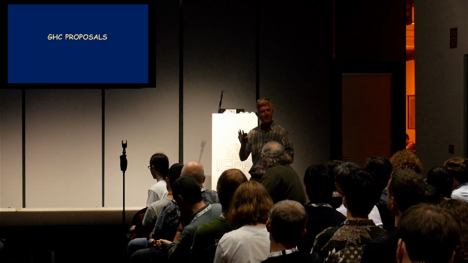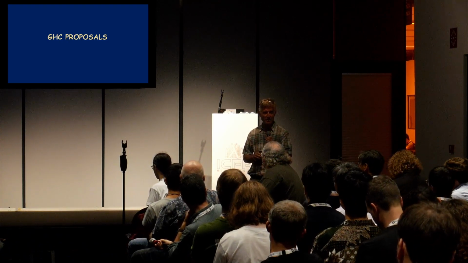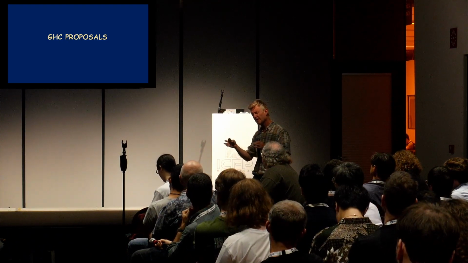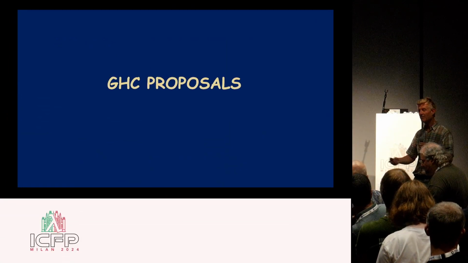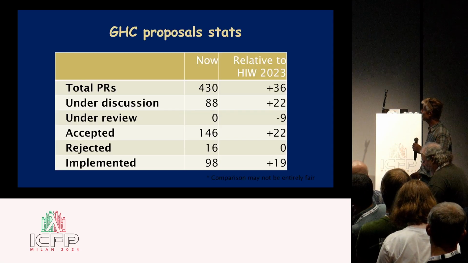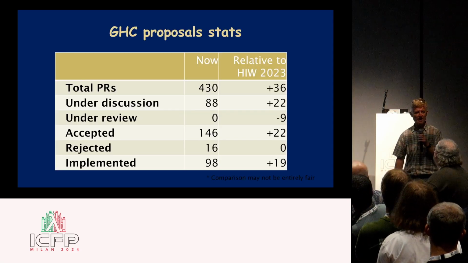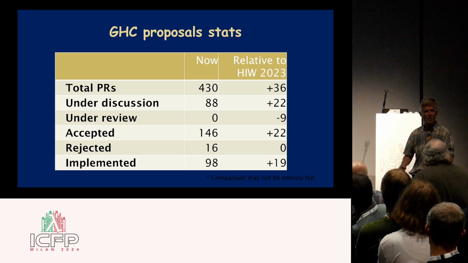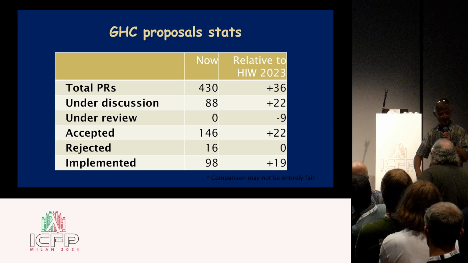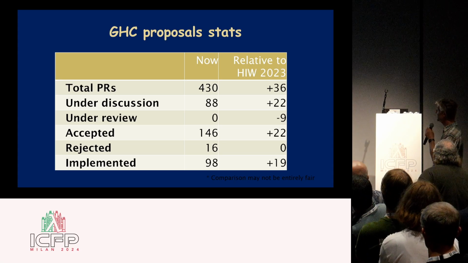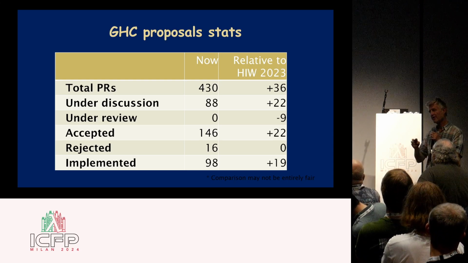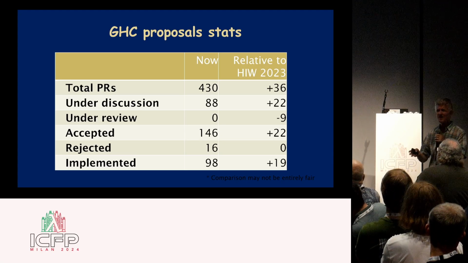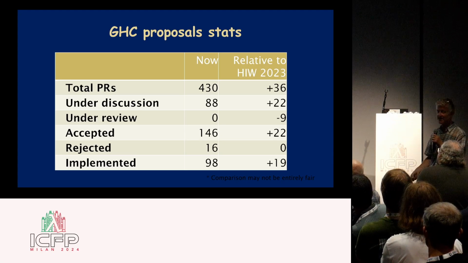Let's see. I just want to tell you a little bit about the GHC proposal process, which is the process that leads to these number of proposals that we then end up implementing and putting into GHC, just to tell you what's happened this year. So at this moment in time, we have had, in the total history of the GHC proposal process, 430 proposals. 88 says under discussion. That just means they have not been withdrawn, shelved, or accepted. But most of these are not in a very active state.